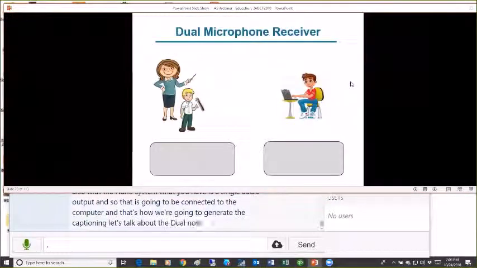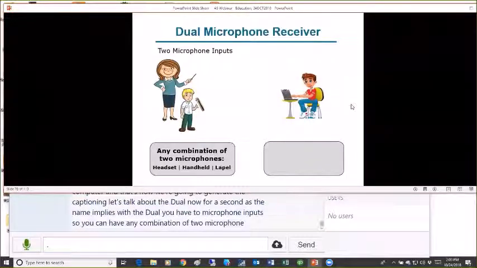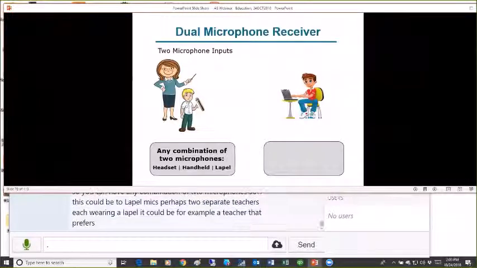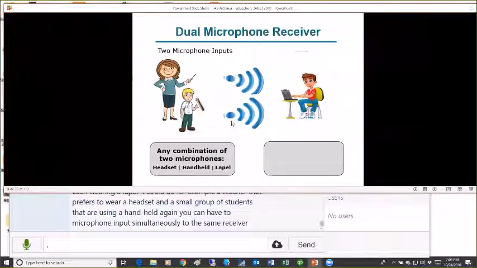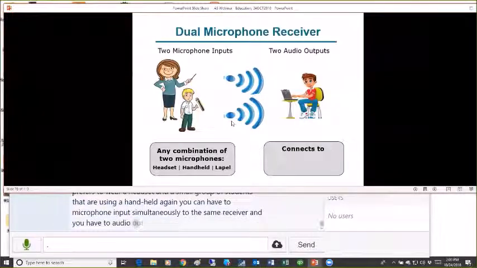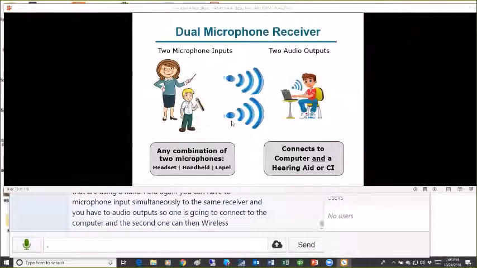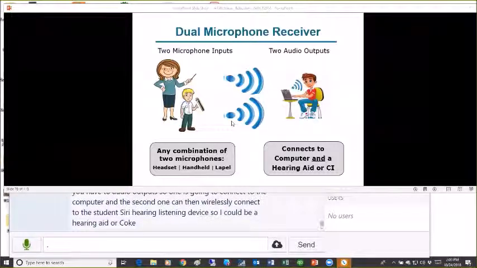Let's talk about the Dual now for a second. As the name implies, with the Dual, you have 2 microphone inputs. So you can have any combination of 2 microphones. So this could be 2 lapel mics, perhaps 2 separate teachers, each wearing a lapel. It could be, for example, a teacher that prefers to wear a headset and a small group of students that are using a handheld. Again, you can have 2 microphone inputs simultaneously to the same receiver, and you have 2 audio outputs. So one is going to connect to the computer, and the second one can then wirelessly connect to the student's hearing listening device. So that could be a hearing aid or a cochlear implant.